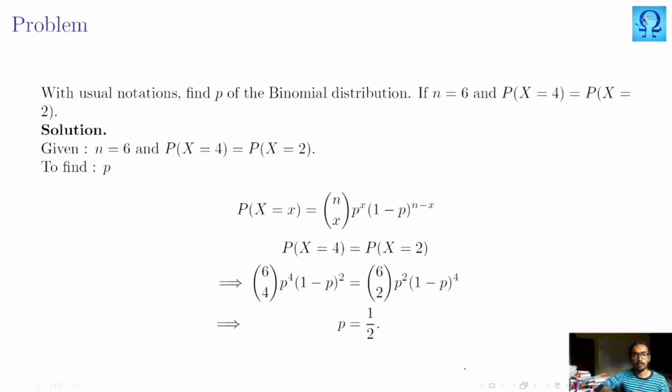right? Now moving further, again we have a problem related to binomial distribution. n is given to be 6 and the probability of x equals 4 is the same as the probability of x equals 2. And we are asked to find the probability involved, that is the p value. We know that the mass function is this. We just equate it. We apply the values in the mass function, so we get something of this form. So p to the power 4 (1 minus p) squared is the same as this quantity. When you find the values and simplify, you get p equal to 1 upon 2, right?